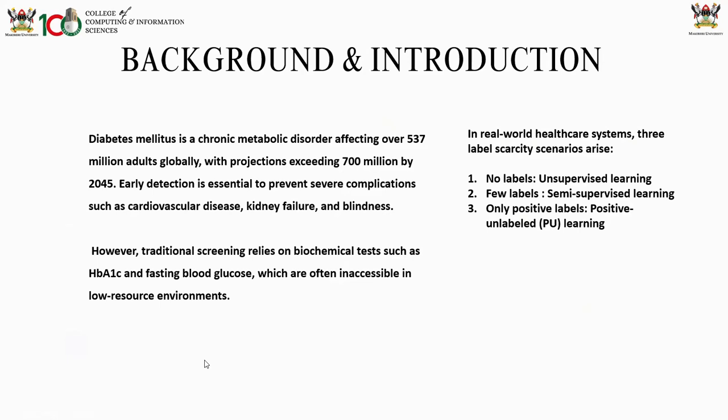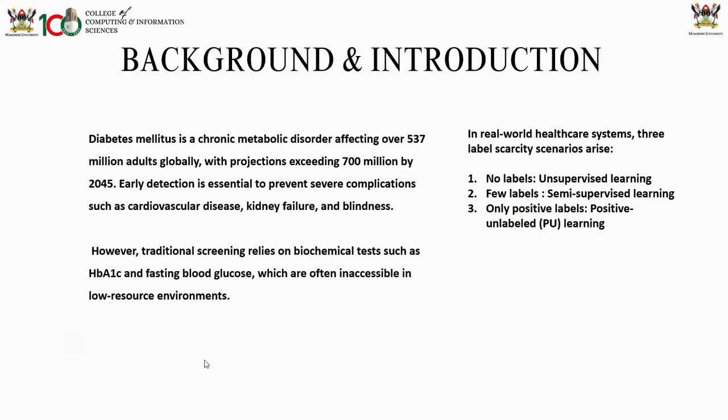So we see diabetes mellitus is a chronic metabolic disorder affecting over 537 million adults globally, and by 2045 there's a projection that it will exceed 700 million. However, another thing we see is that traditional screening relies on biochemical tests such as HbA1c and fasting blood glucose, which are often inaccessible in low resource environments.